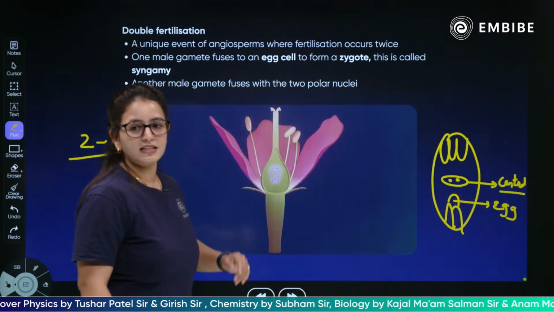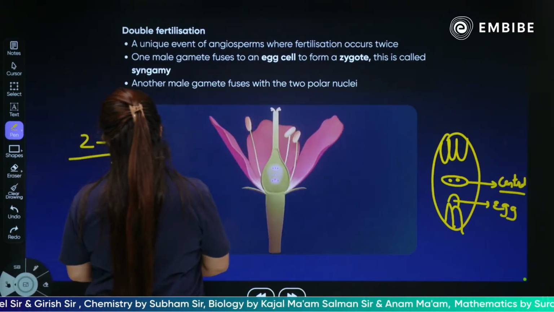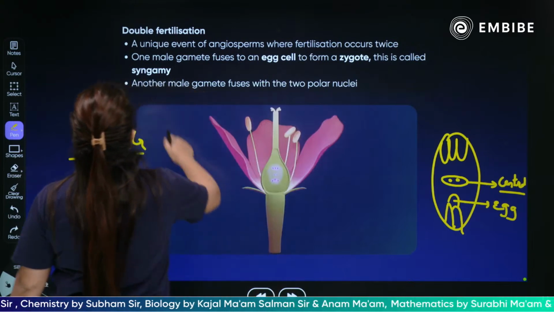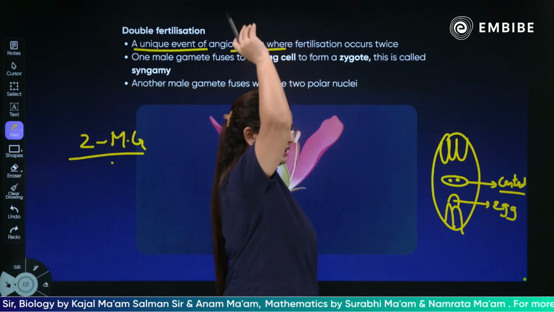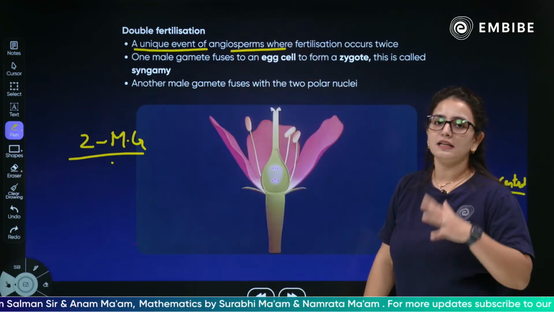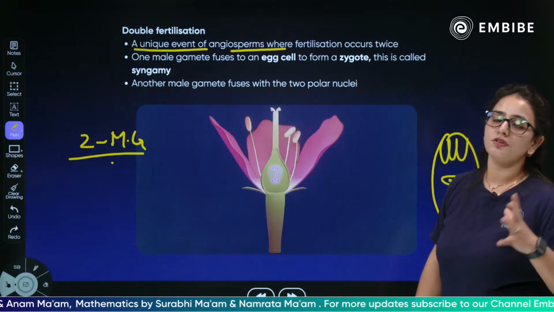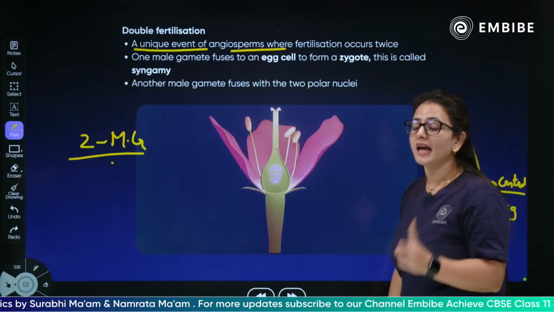So, now understand double fertilization. What is double fertilization, children? Very simple. A unique event of angiosperms where fertilization occurs twice. The reason why we call it double fertilization is because the fertilization event takes place twice.